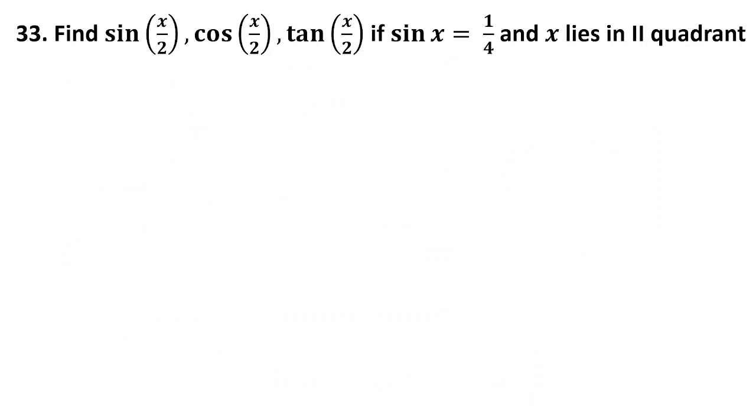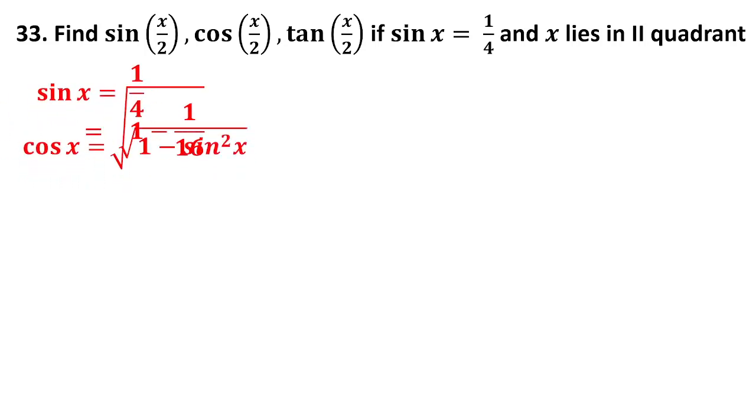Question number 33. We have to find sin x by 2, cos x by 2, tan x by 2, if sin x is equal to 1 by 4. Here we are asked to find the submultiple angles if x lies in the second quadrant. Let us take sin x. From that I can take cos x.